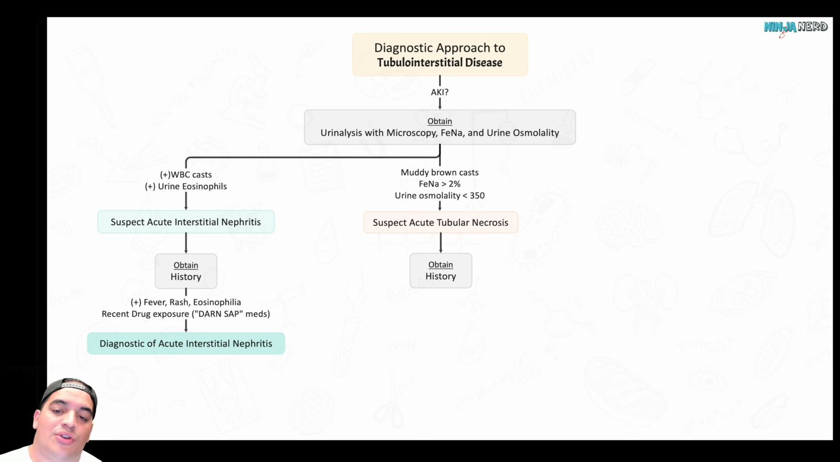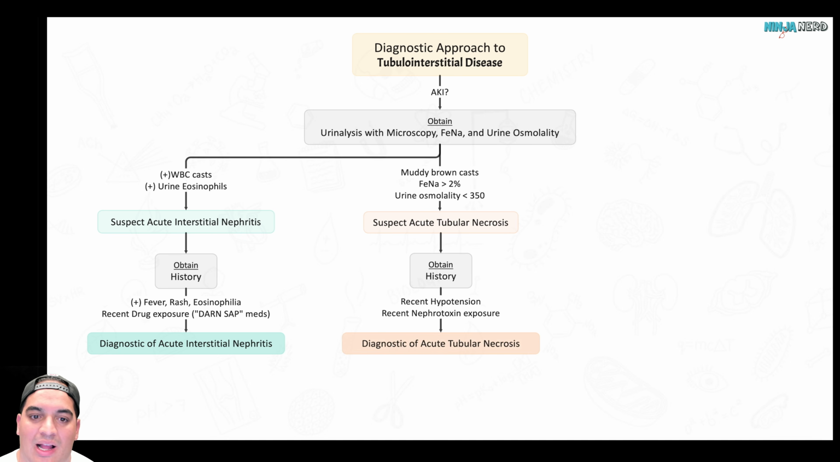Oh no, okay. So I got to go through those things and think about the potential history that would suggest that. But if I have the history of ischemia or I have the history of nephrotoxins, that's probably the likely trigger. And I would say with good certainty that this is probably ATN.